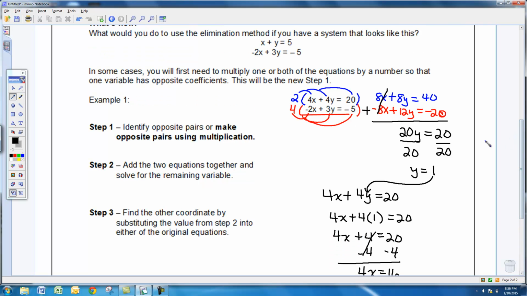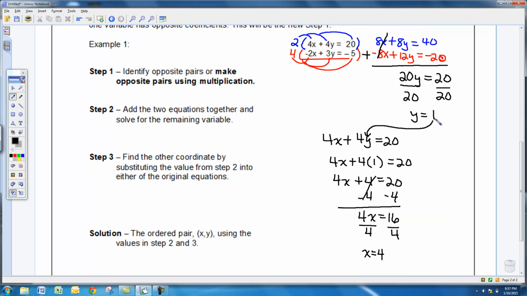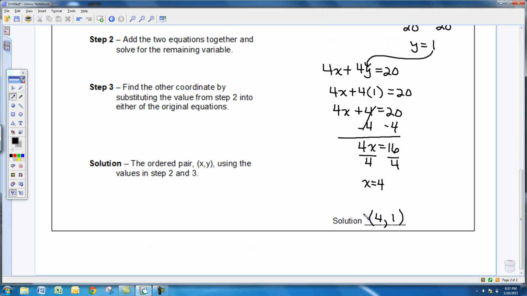Let's go back over our steps very quickly. The first thing we did was create opposite pairs by multiplying the top equation by the coefficient of the bottom, and the bottom equation was multiplied by the coefficient of the top. Then we added the equations together and solved for y. We then substituted the value we found for y into the first equation and solved for x. We then wrote our solution as an ordered pair.